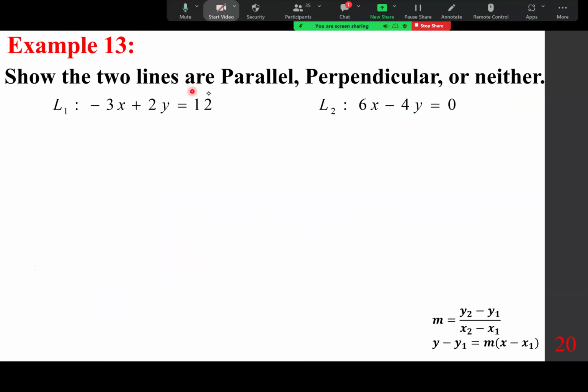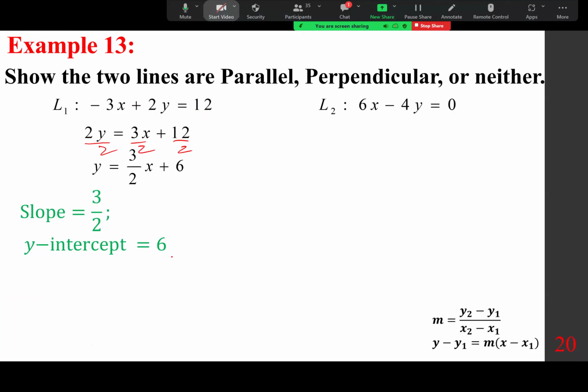All right, show that the two lines are parallel, perpendicular, or neither. The first line is negative 3x plus 2y equals 12, and the second one is 6x minus 4y equals 0. All you have to do is solve for y. So in this case, we're going to move the negative 3x. Divide both sides by 2. And the slope is 3/2. The y-intercept is 6, which means the pair 0, 6, okay?